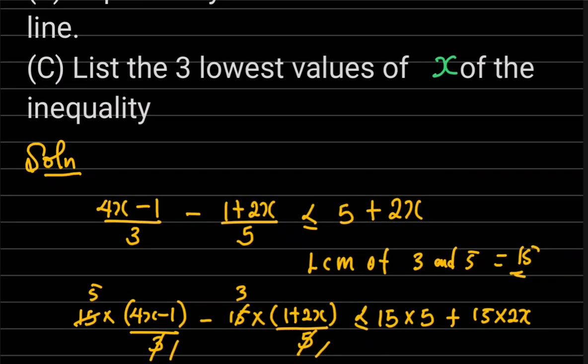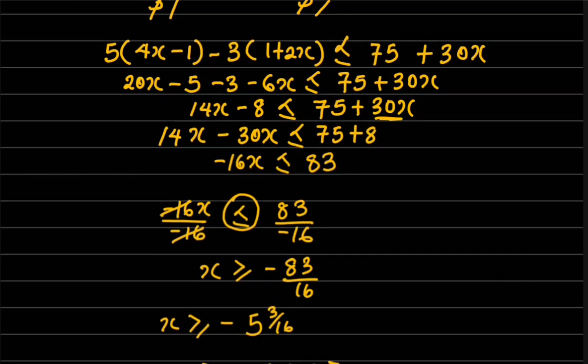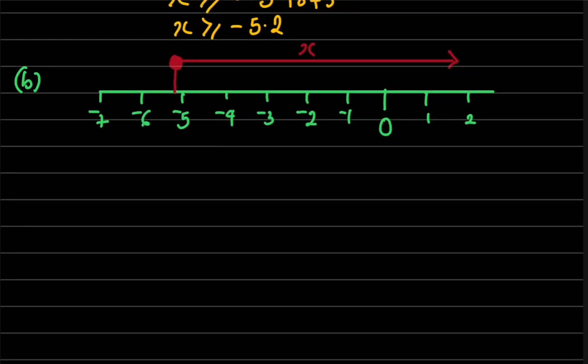What says the C part? The instruction for the C part is: list the 3 lowest values of x. From the number line, once you have the number line, it will actually help you work out the C part of the question. So what are the values that x can actually be?